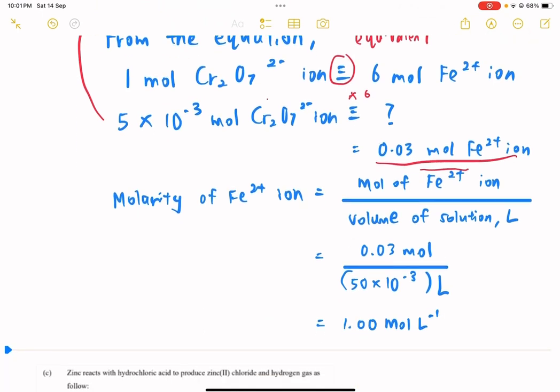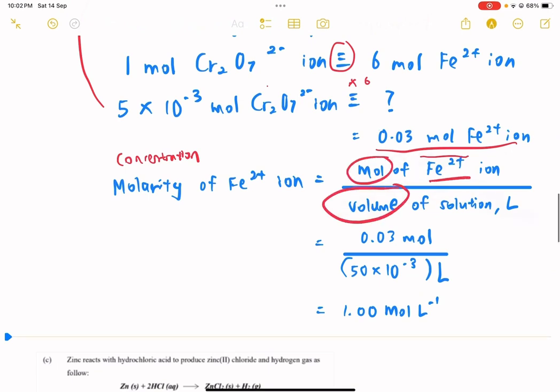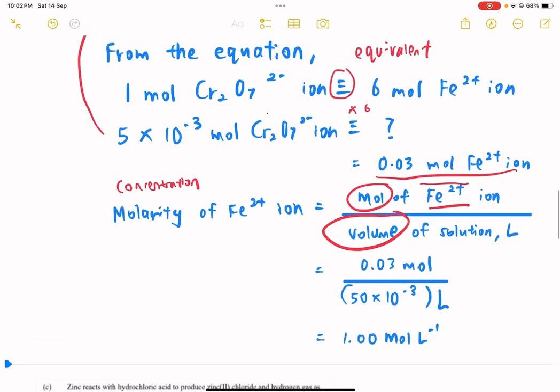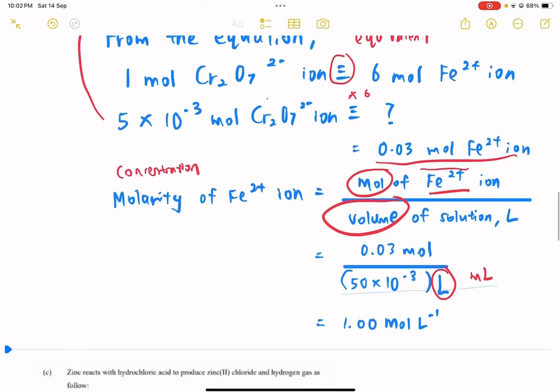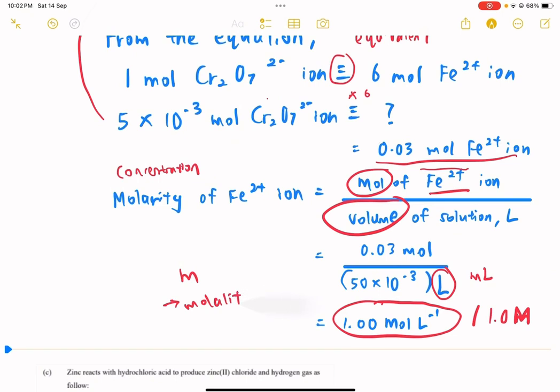And then finally we have to find the molarity or the concentration. As I have mentioned earlier, to find the concentration, we have to find the mole and the volume of the Fe2+. So 0.03 mole divided by 50 times 10 to the power negative 3 L. We have to know that it is L. It cannot be mL, so we times 10 to the power negative 3, or simply divide by 1000, and finally you will get the answer like this: 1.00 mol L^-1, or 1.0 big M. Big M is for molarity, and small m is actually for molality. Or this is also mol dm^-3.